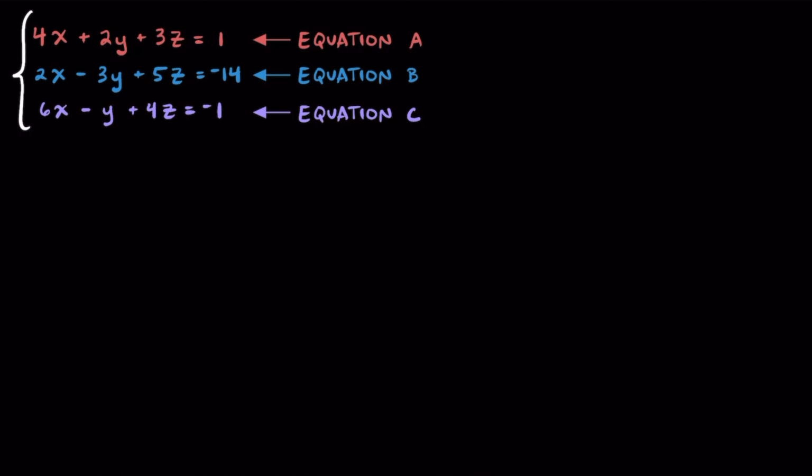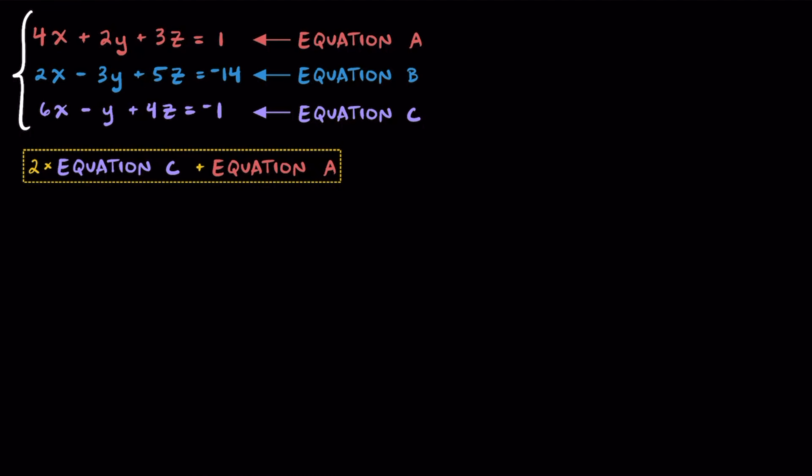If you're working on trying to understand how to solve these systems with 3 variables, I'm assuming you've already tried doing them with 2 variables first. To create 2 new equations with only 2 variables instead of 3, I'm going to use the elimination method. Using equations A and C, I'm going to multiply the entire equation C by 2 and then add it to equation A. Let me show you why we're going to do this.